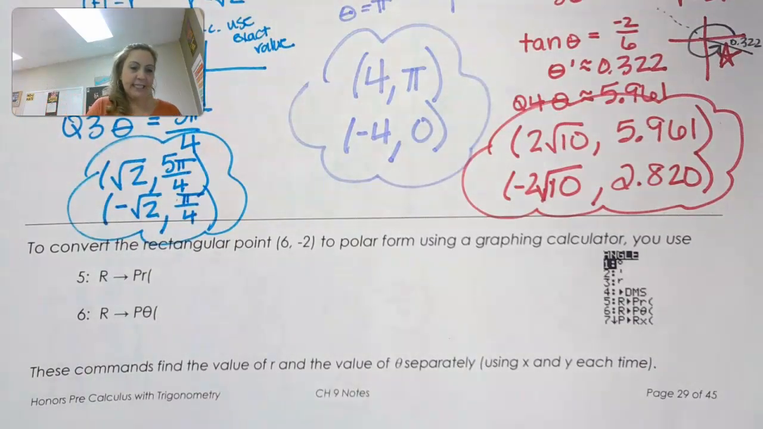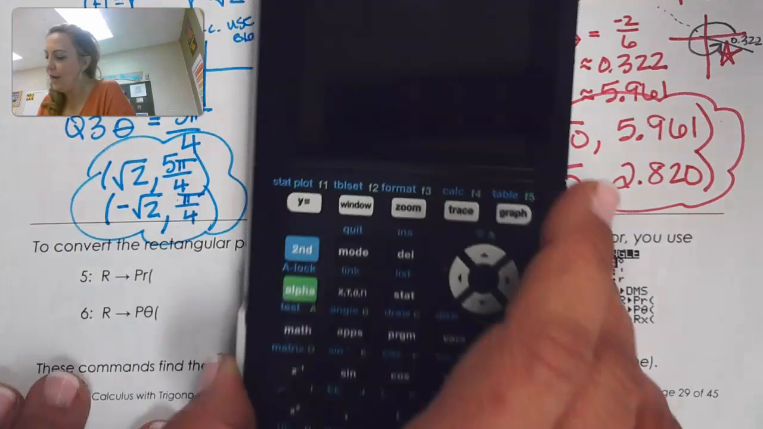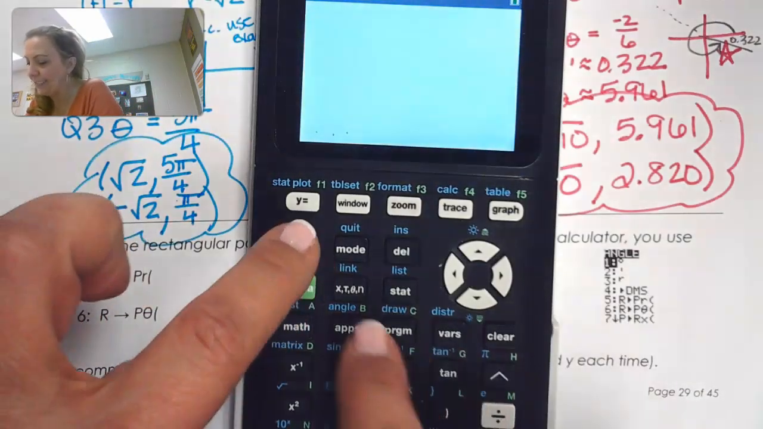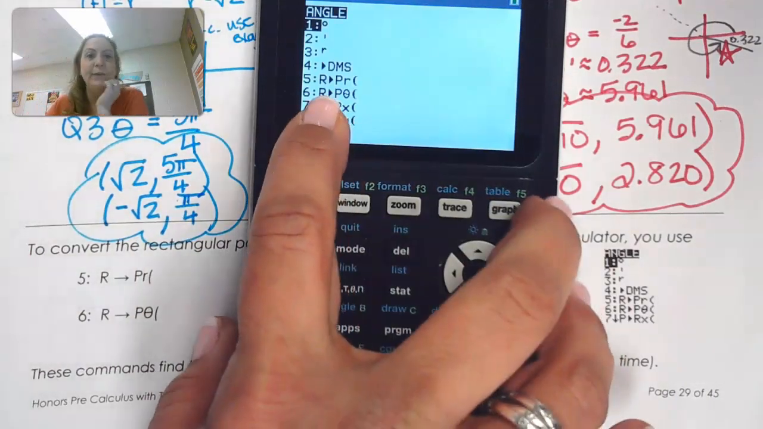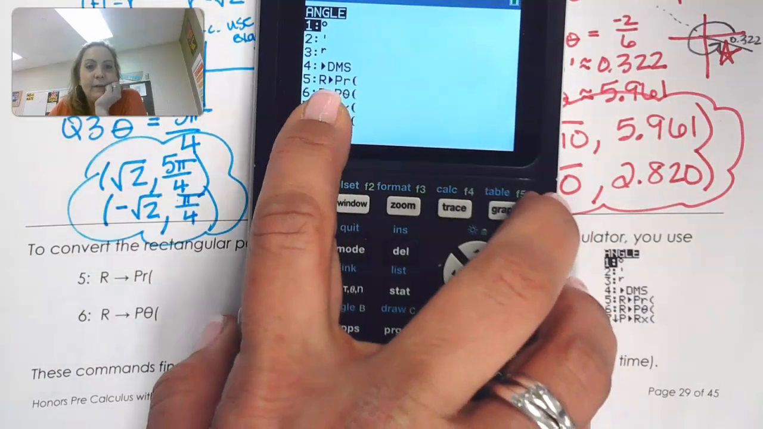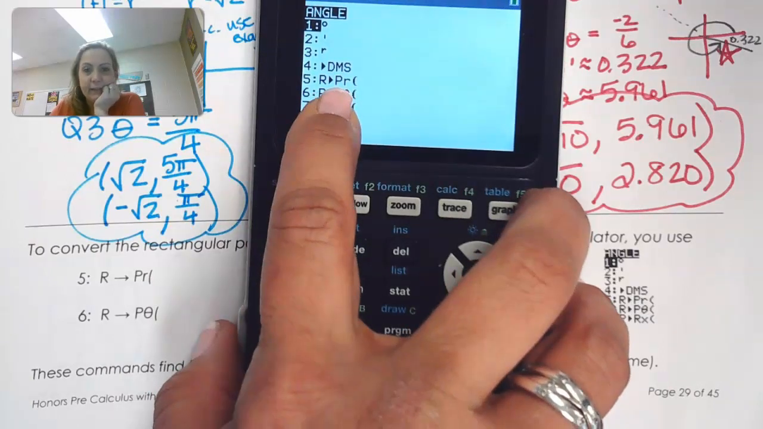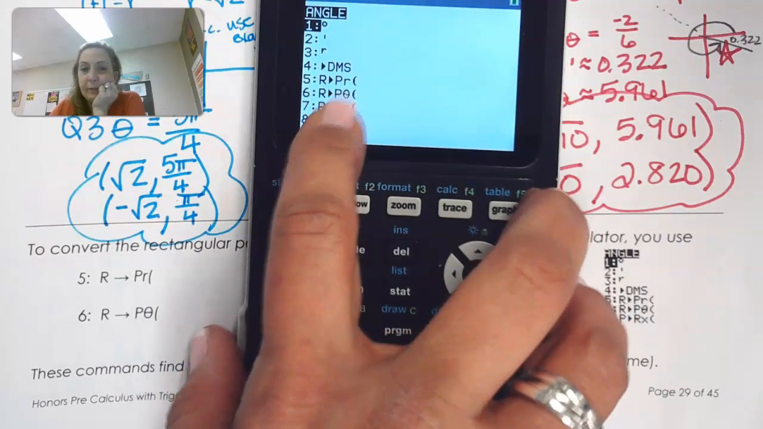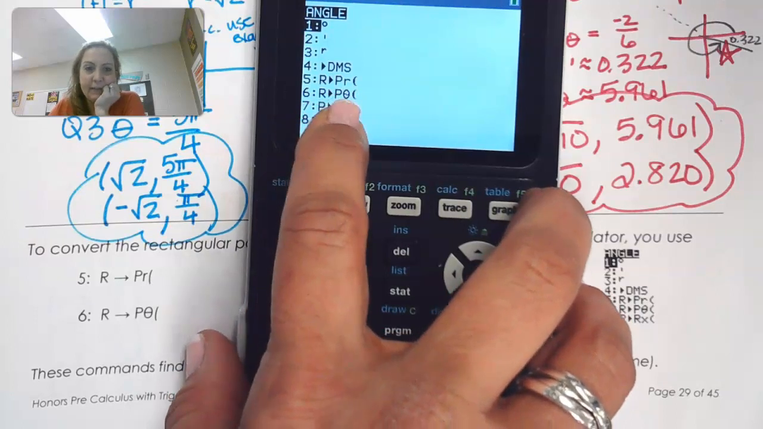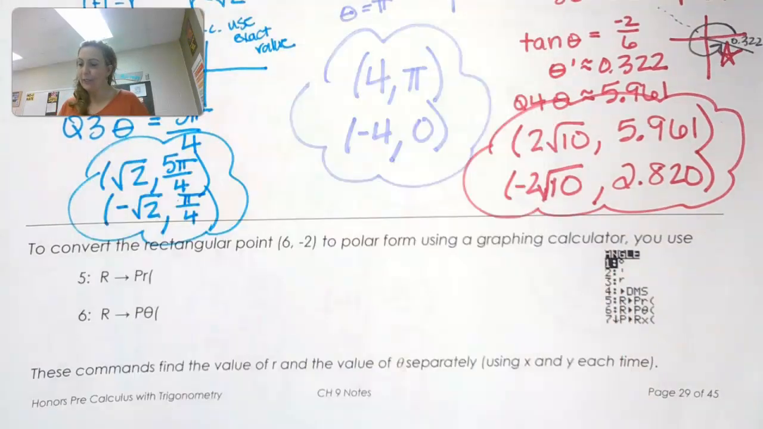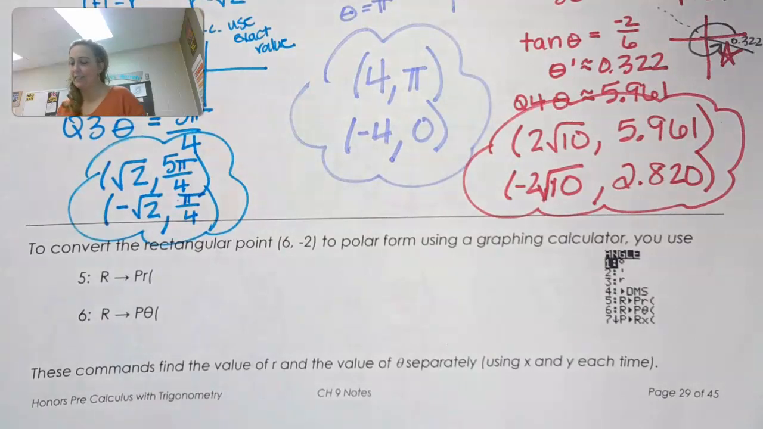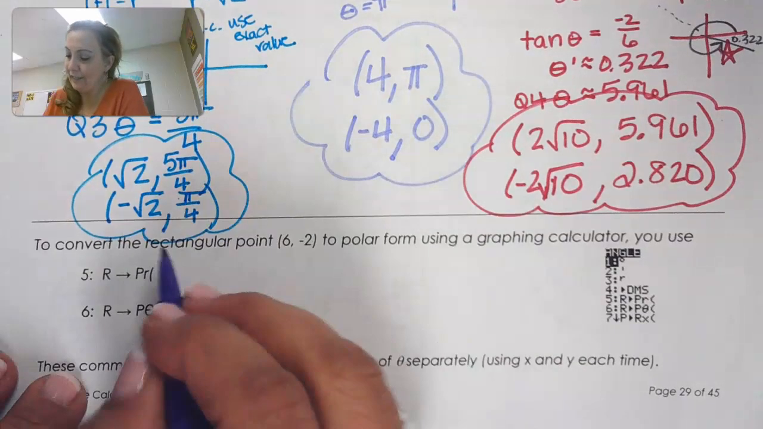And then the last thing is to convert rectangular to polar using the graphing calculator. Once again, we would go to second apps, and then we can see here that 5 and 6 say, all right, go to rectangular to polar and find me r. Go from rectangular to polar, find me theta. And so what you're going to put in each of those cases is just the x and the y.